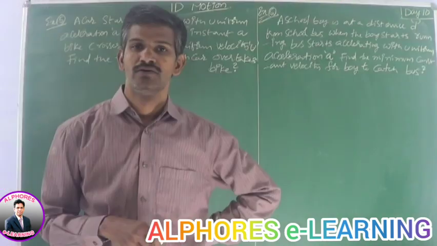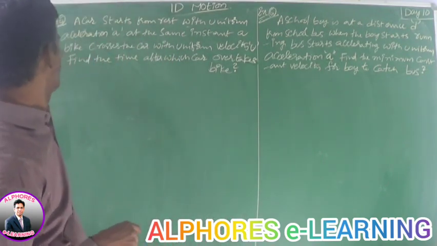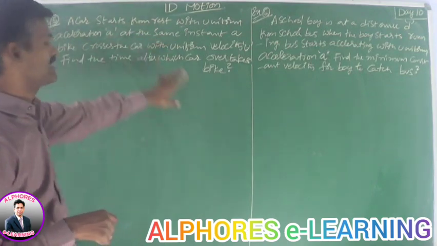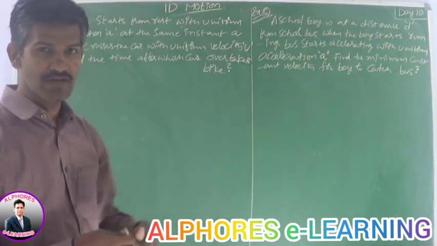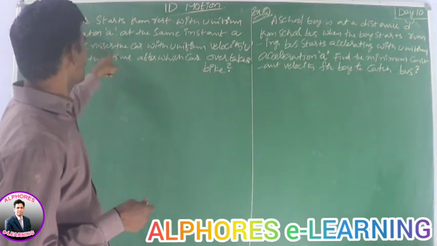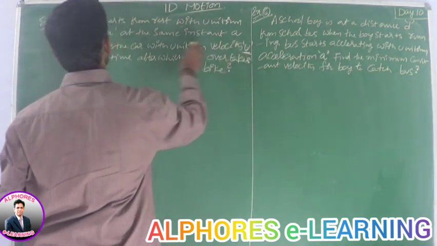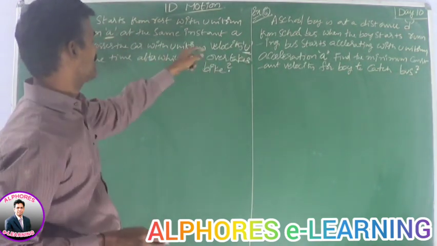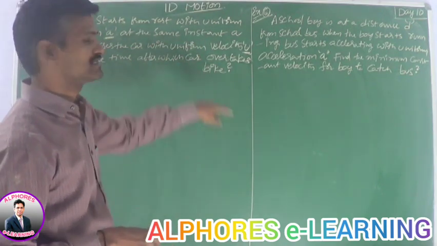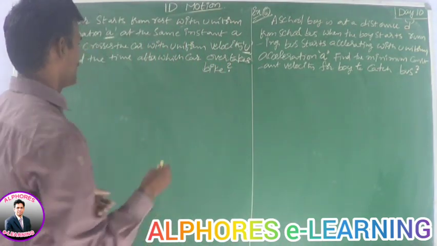Okay students, I have two more important problems here. Our first problem, example 5. A car starts from rest with a uniform acceleration A. At the same instant, a bike crosses the car with a uniform velocity u. Car acceleration is A, but the bike crosses the car with a uniform velocity. Find the time after which this car overtakes the bike.